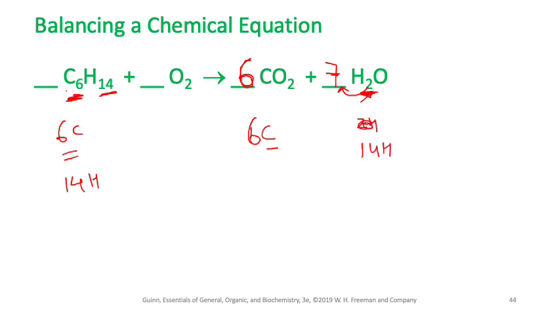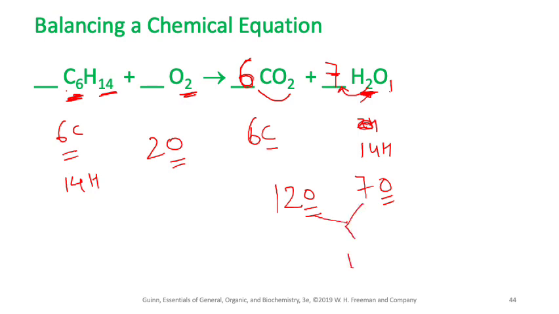So now we have to just balance oxygen. If the oxygen is balanced, everything is good. So how many oxygen atoms on the reactant side? 2 oxygen atoms, right? There is no oxygen in C6H14, so the total is 2. How many oxygen on the product side? You have 6 times 2, so that means 12 oxygen from the first product, and 1 times 7, 7 oxygen from the second product. So a total of 19 oxygen you have on the product side. So how are you gonna convert this 2 oxygen atoms into 19?